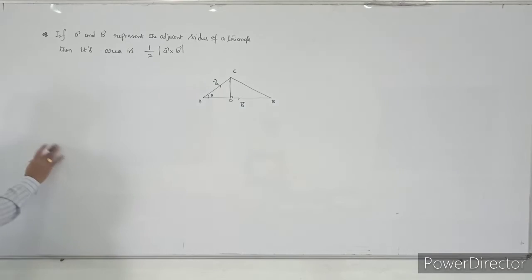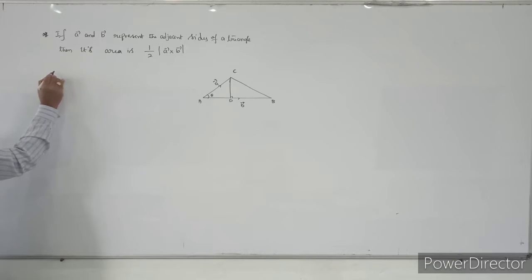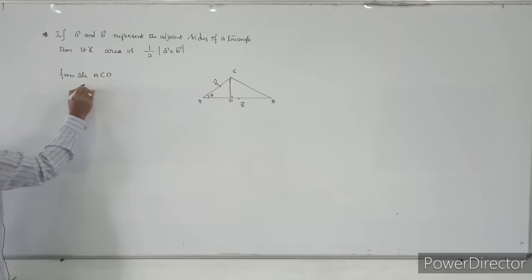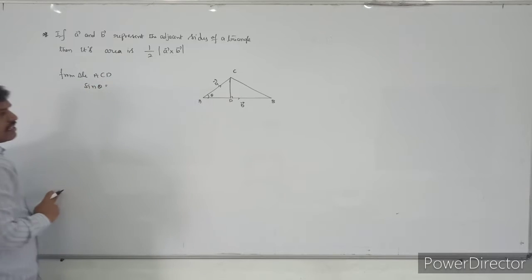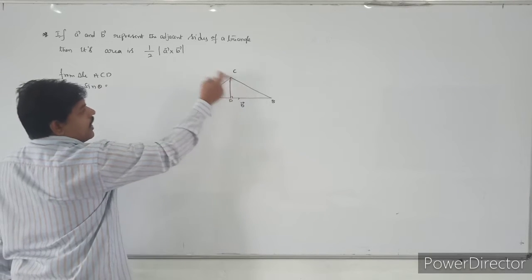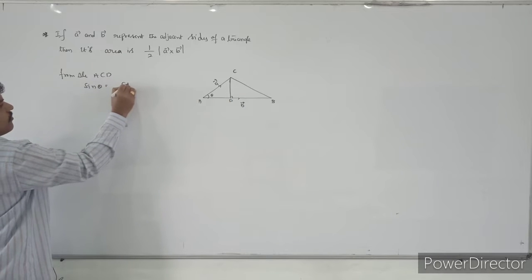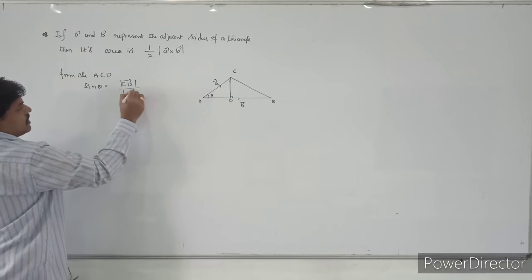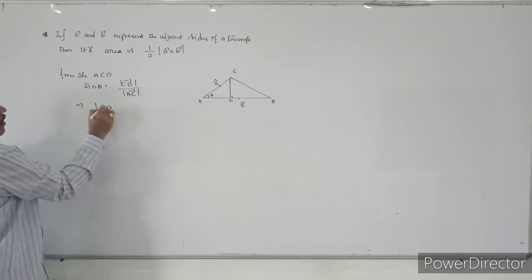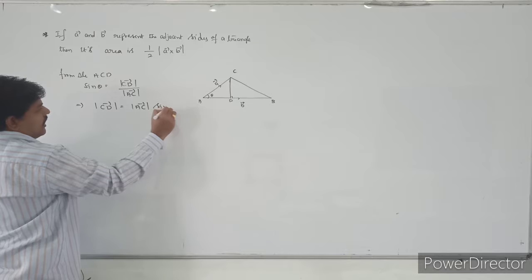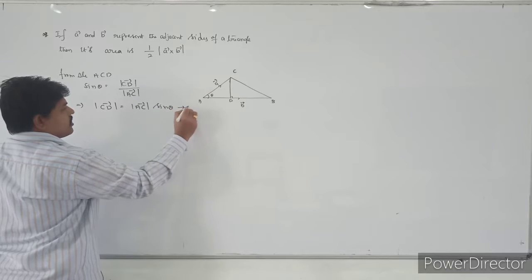So what happens? See, from the triangle ACD, sin theta is equal to, what is sin theta? Sin theta is nothing but opposite side by hypotenuse. What is the opposite side? That is nothing but CD bar, by hypotenuse, which is mod AC bar. So that implies mod CD bar is equal to mod AC bar into sin theta. Take this as equation number 1.